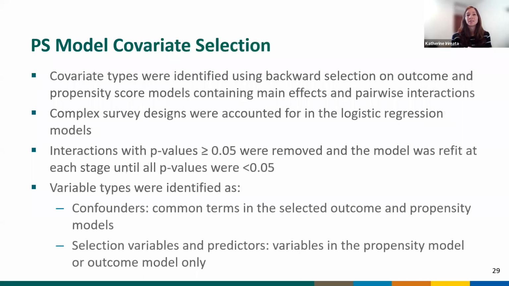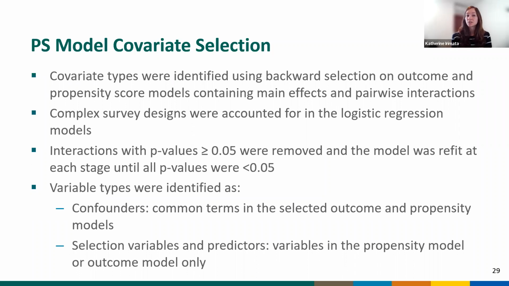So thinking about the propensity score model covariate selection, it's really thinking about variable inclusion. We need to identify the covariate types. Earlier in the simulation, we were able to control which variables were confounders and predictors and selection variables. But when working with real data, we need to identify the different types. And so the way that we did this was using two different models, an outcome model and a propensity score model. And we used backward selection on both of those models, which contained all our main effects for the common covariates between RANS and the NHIS, as well as the pairwise interactions for all of those variables.